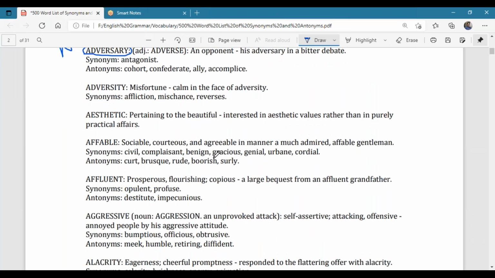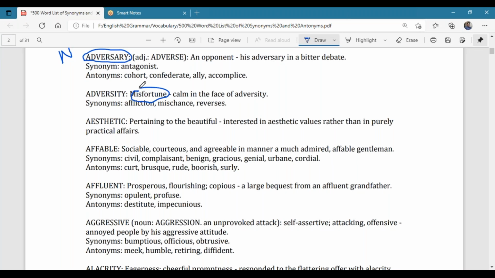Now just try to understand what is adversity. Adversity in the sense of bad luck, a difficult situation. Bad luck and good luck. Misfortune and good fortune. There is nothing much explanation required for this word, but adversity means bad luck, a misfortune. Adversity is also a noun.